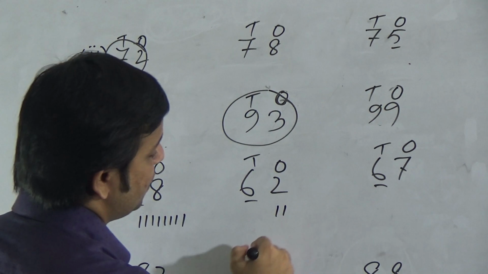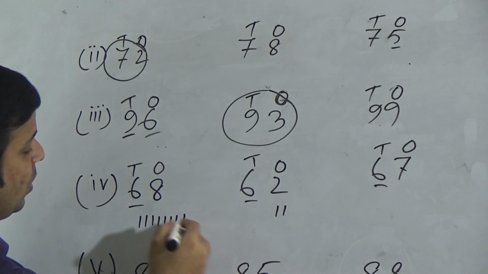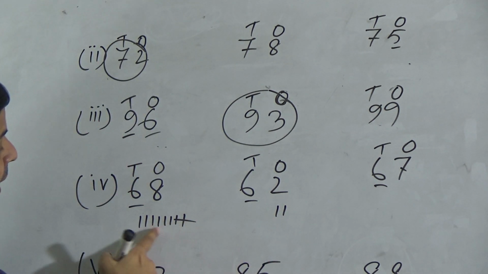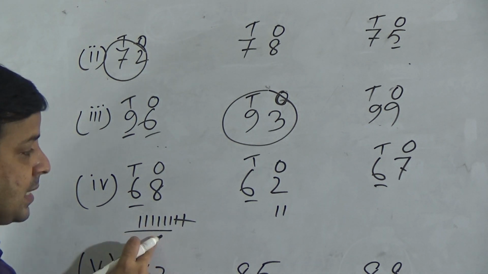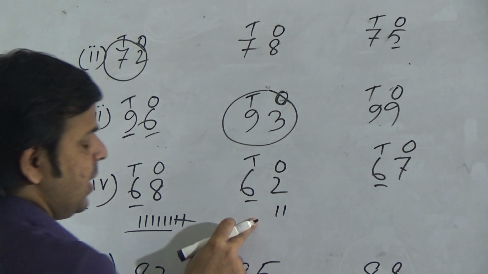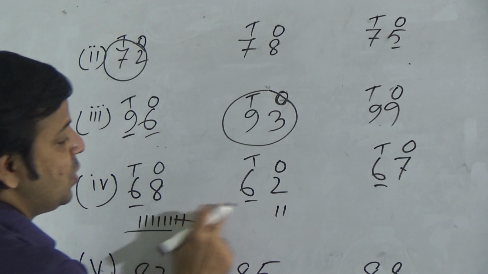Now at first compare these two. We can take these two. If we take 6 sticks more here, we can say 68 is larger than 62. It means 62 is the smallest number between these two.